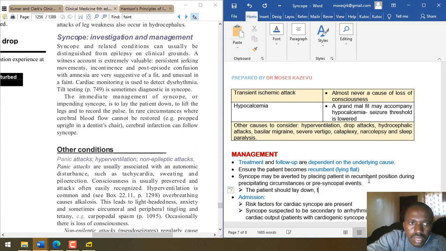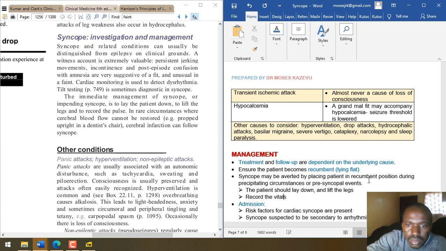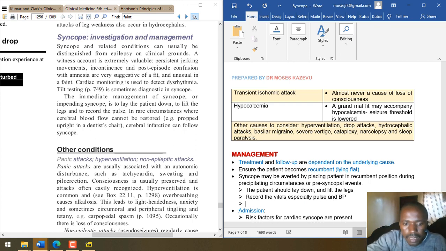And lift the legs. Record the vitals, especially pulse, NBP. Okay. Loosen tight clothing around the neck. Remove tight clothing or neck laces around the neck.